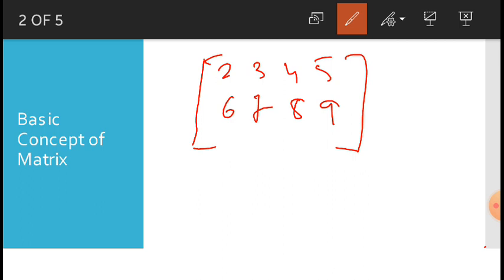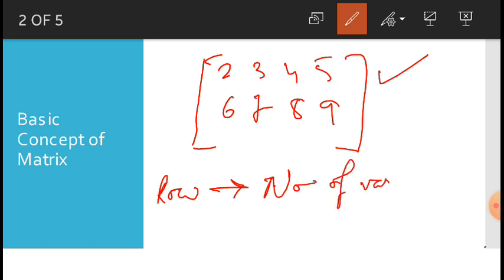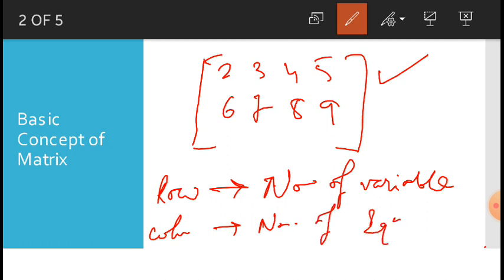Now, first of all, something you need to define here: whenever you see a coefficient matrix like this, you should have an idea that it has 4 variables and 2 equations. The row here denotes the number of variables in a system of equations, and the column denotes the number of equations given to you. This is the main concept of forming a matrix. Just remember this, because if you face a viva, they will ask this kind of question, and it will be quite helpful for you.